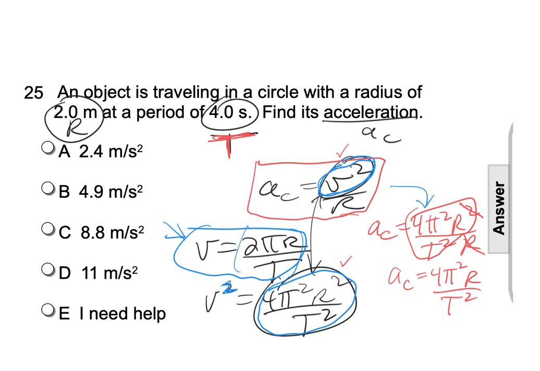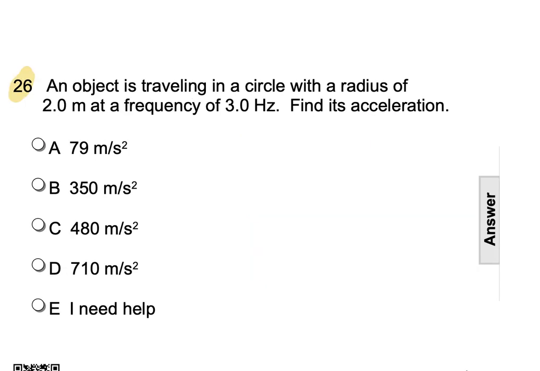And the r's cancel out, and so I'm left with this equation right here, which I can just plug numbers in. Okay, right here. Looks normal, except the frequency thing. That's the angular speed. That is 3 revs per second.